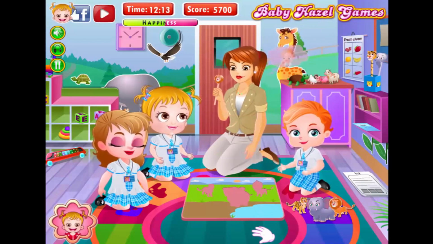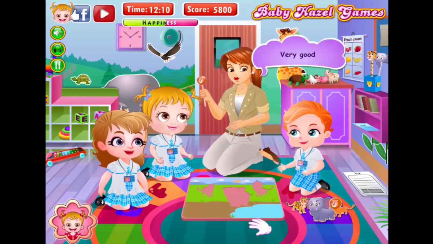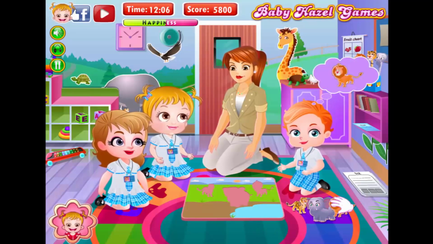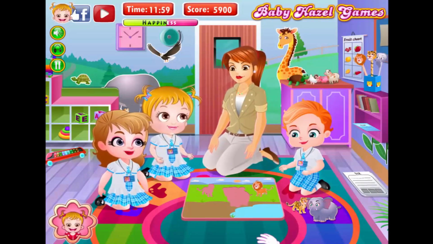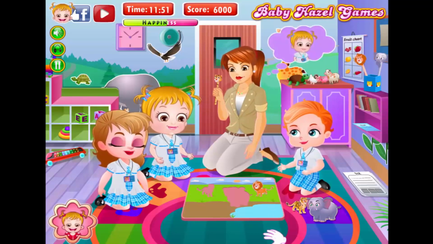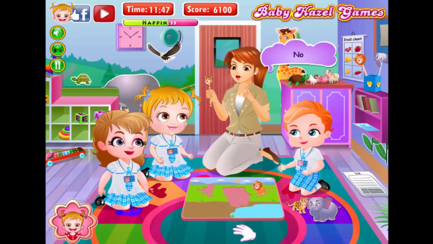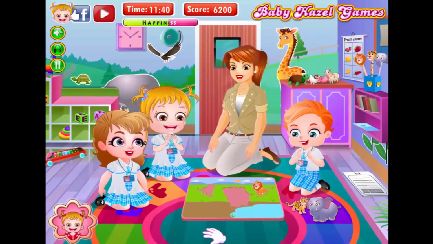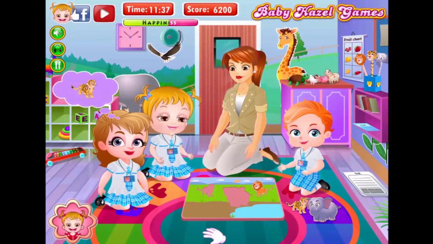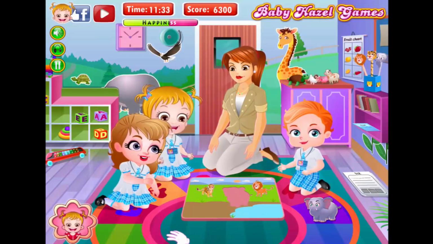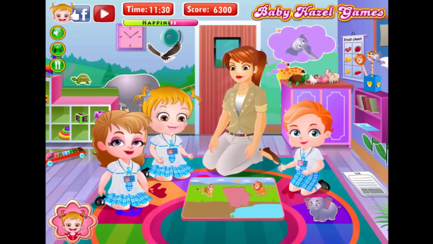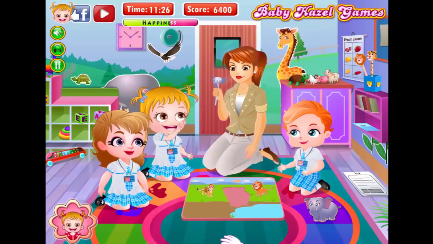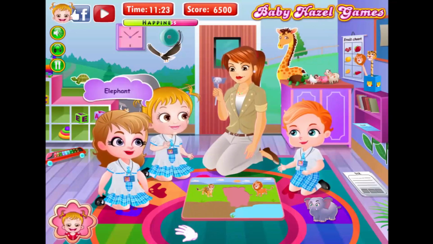Which animal is this? Lion. Very good. What is this? Leopard. No. Tiger. Yes. Which animal is this? Elephant. Very good.